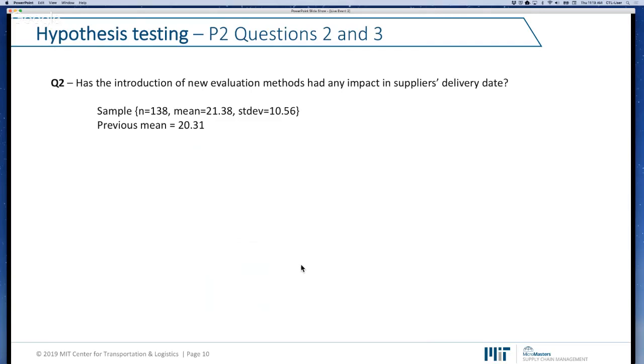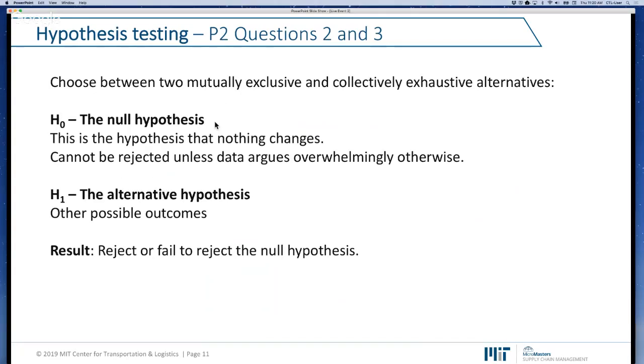The first question is about, in the problem, they tell us that this company has introduced new evaluation methods for selecting suppliers. So they want to see if this introduction of the new evaluation methods had any impact on suppliers' delivery date. They give us a sample of this time difference in deliveries after introducing the new methods, and then they tell us the previous average time between promised delivery date and real delivery date. And they want us to see if there's a difference or not. So of course, this is a hypothesis test, and that's how we will solve it.